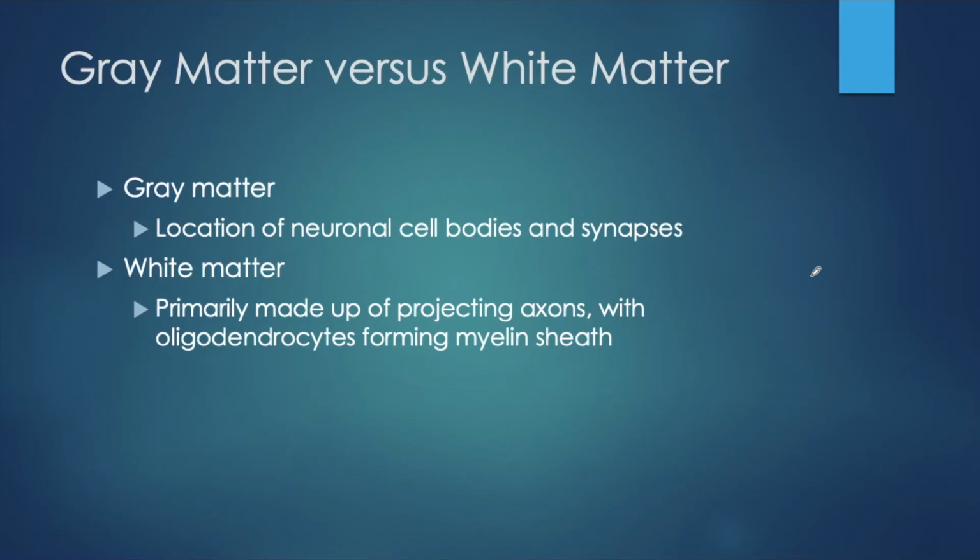Gray matter is where neuron cell bodies are located in the CNS. Gray matter is also where synapses are located in the brain, so axon terminals and dendrites of neurons can also be found in the gray matter.